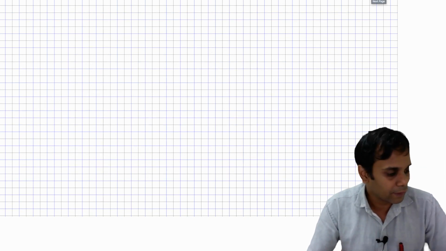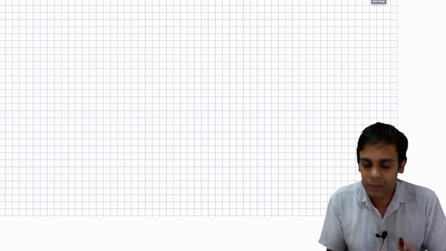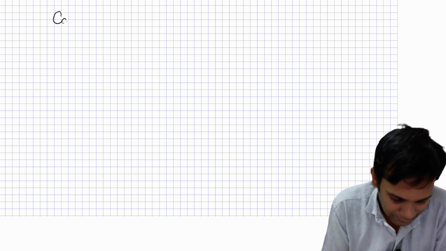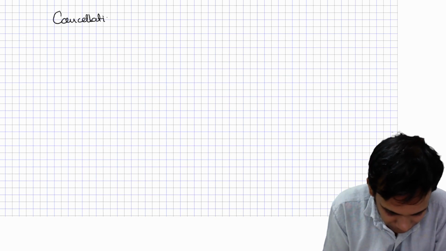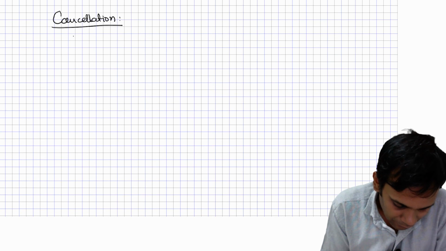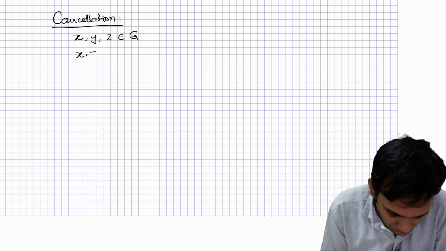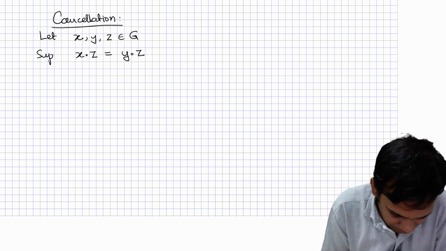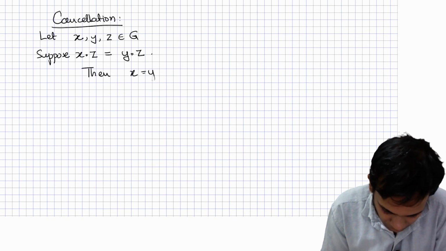So now let's look at some simple properties of groups that we can derive just from the axioms. So the first property is cancellation. What it says is that suppose you have x, y, z, 3 elements of the group G, and suppose x dot z is equal to y dot z. Then x is equal to y.